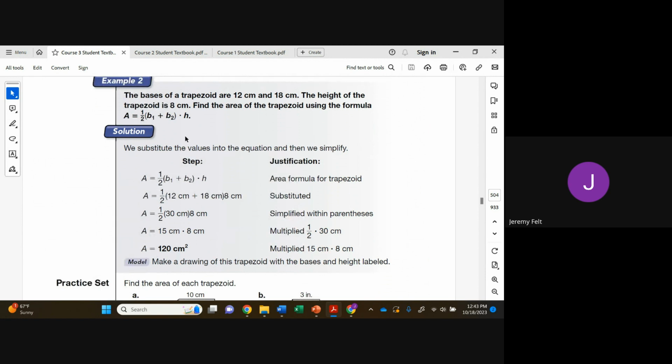Oh, hold on. Make sure you read the question carefully. 12 plus 18, apologies, I did 12 plus 8. See, I just said don't mix them up, and that's what I did. So 12 plus 18 is 30. 30 divided by 2 is 15, times the height of 8, which is 120, and it's square centimeters in this case. I tell you guys not to use your cell phone calculator, but that's all I have today.